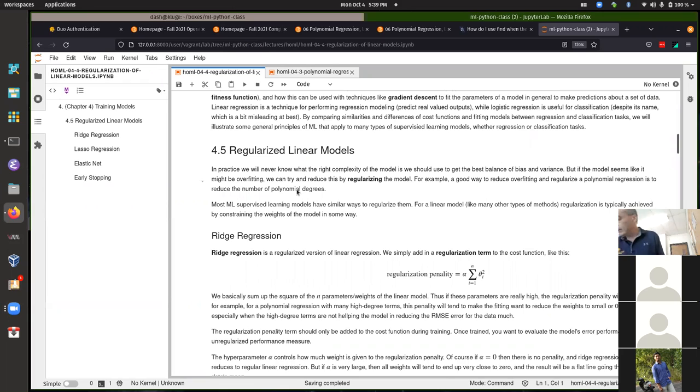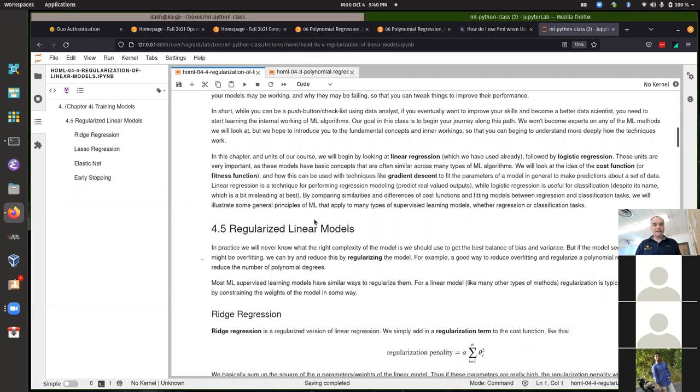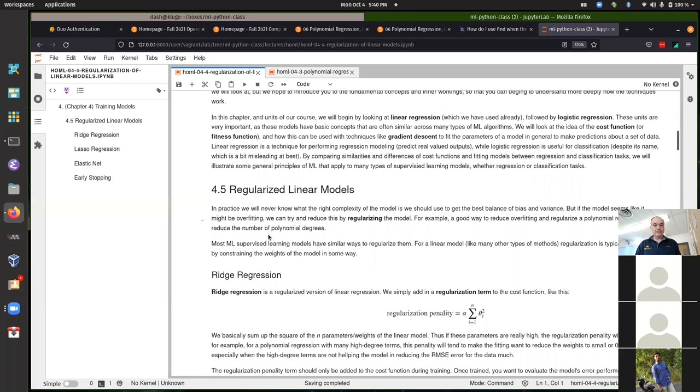Like I said, I probably won't spend quite as much time on the regularization here. Regularization for machine learning models is another way of trying to get the best balance between bias and variance. Regularizing models is a common thing to do because, for real data, you don't know the form of the function you're trying to model.